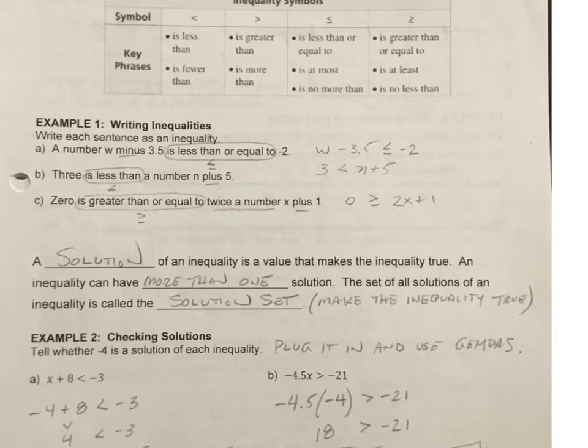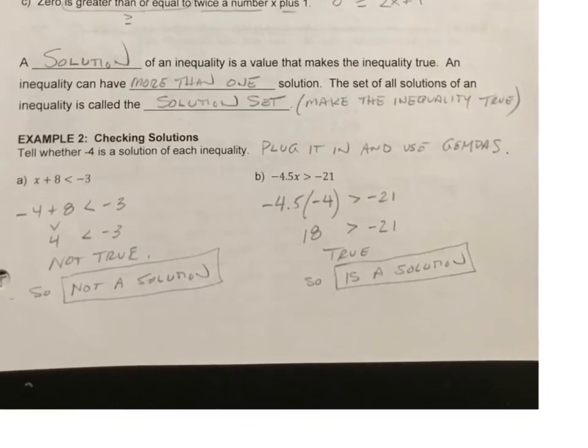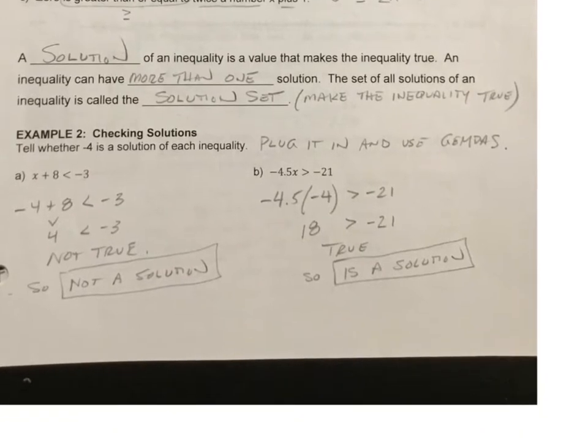Then we have to talk about solutions of an inequality. Solutions are a value that makes that inequality true, just like when we talk about equations. The difference is, in an inequality, we can have more than one solution, whereas equations typically have the one answer, x equals 3, x equals 10. A solution set, which is what we call our solutions for an inequality, is any number that makes that true.